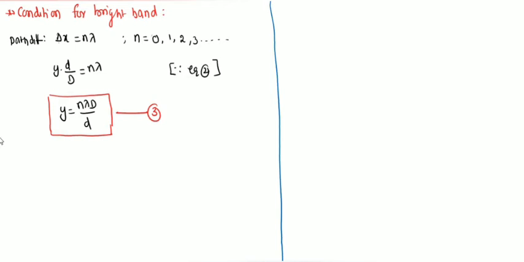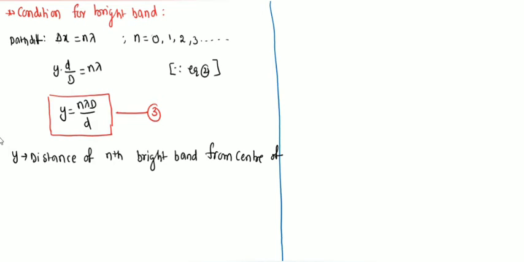Here y indicates the distance of the nth bright band from the center of the screen.